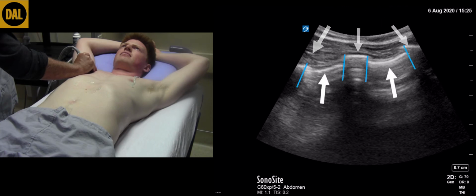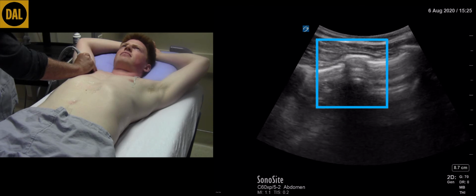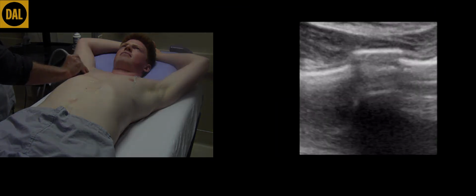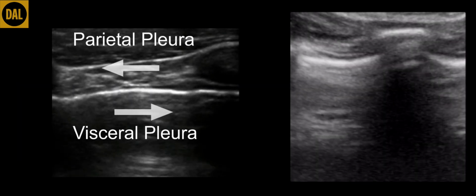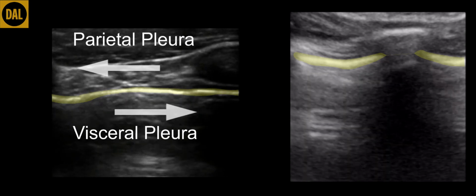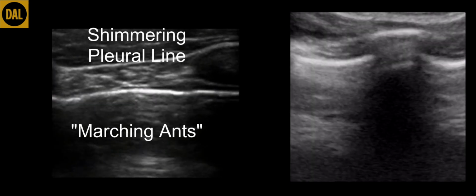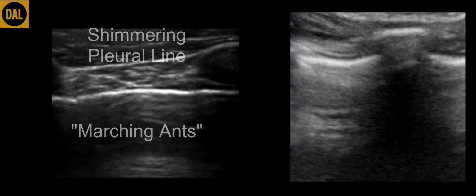Between each rib is a rib space. The hyperechoic line visualized in each rib space is the pleural line. Closely inspect the pleural line during respiration and observe for pleural sliding. Pleural sliding is confirmed by a to and fro shimmering effect at the pleural line. This is sometimes referred to as marching ants.